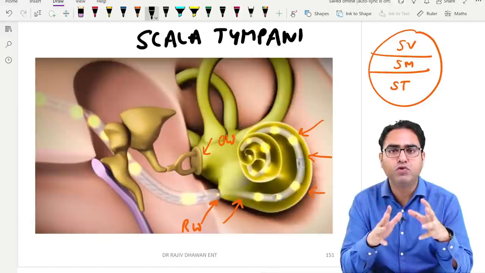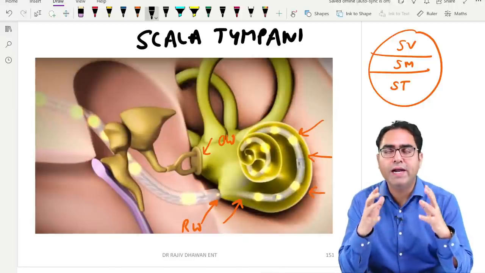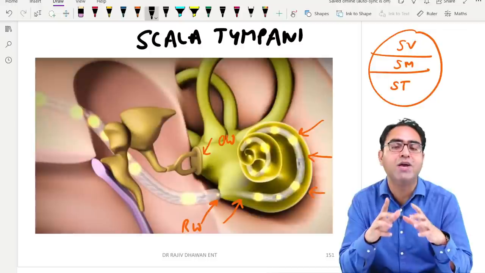The electrode is passed through which window? Round window. The electrode enters into which part of cochlea? Scala tympani of cochlea, beta.